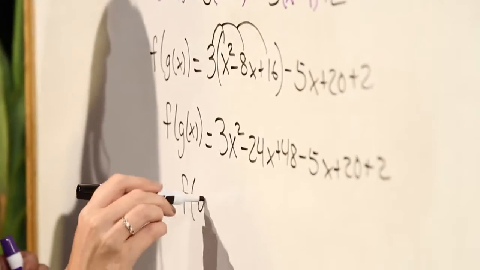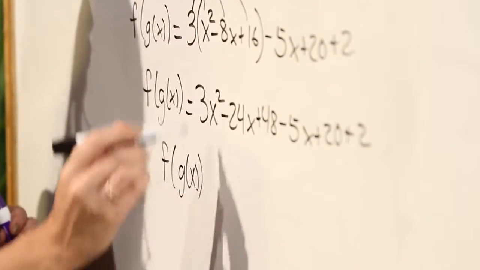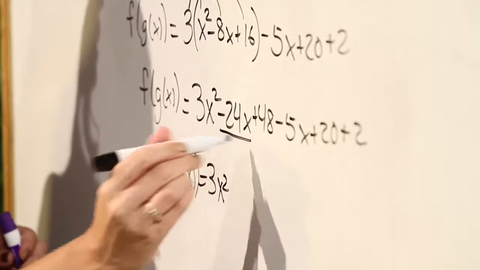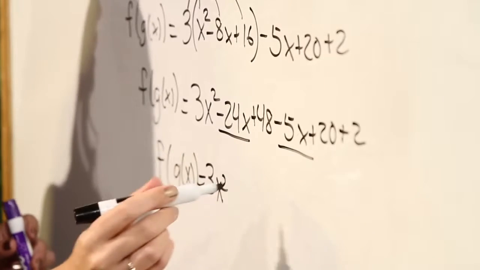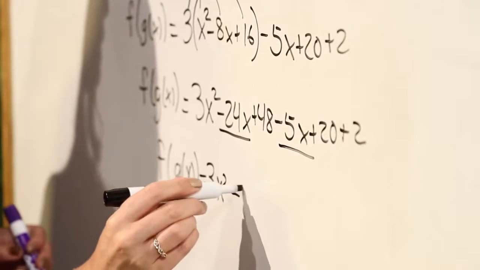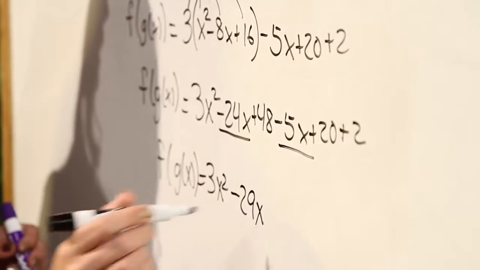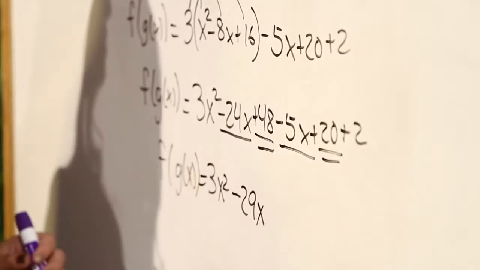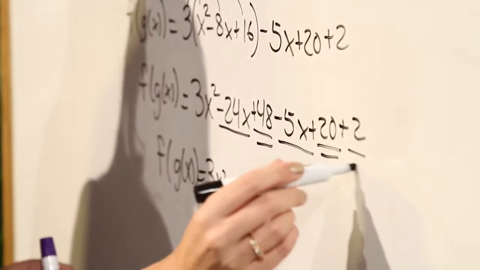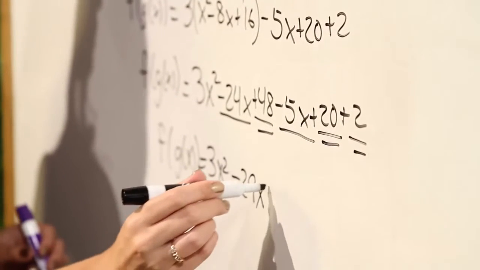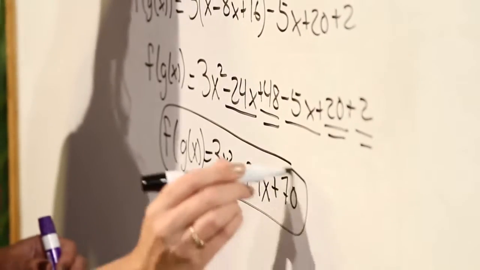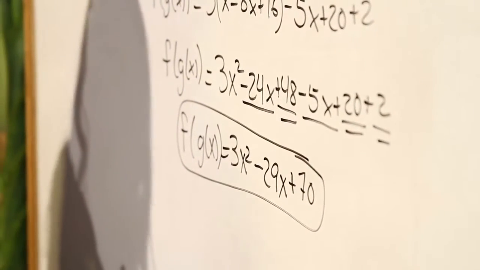Combining like terms together will give us our final function. We will bring down our 3x squared. A negative 24x and a negative 5x will give us a negative 29x. 48 and 20 is 68. Plus another 2 will be plus 70. And thus we have our final function composition.